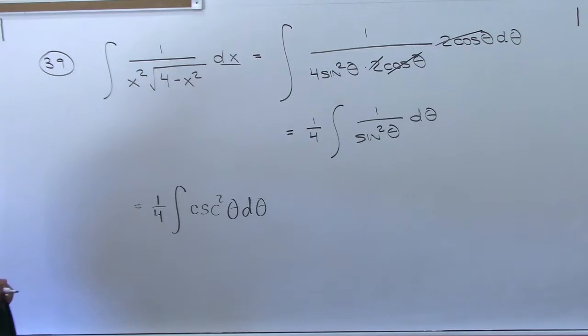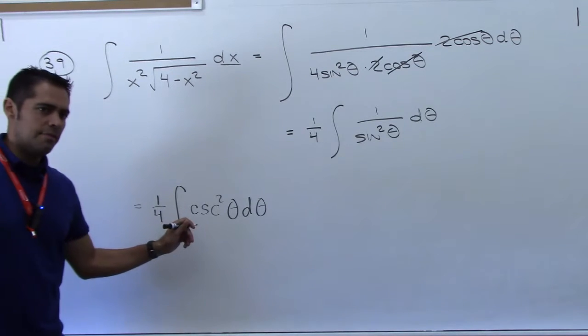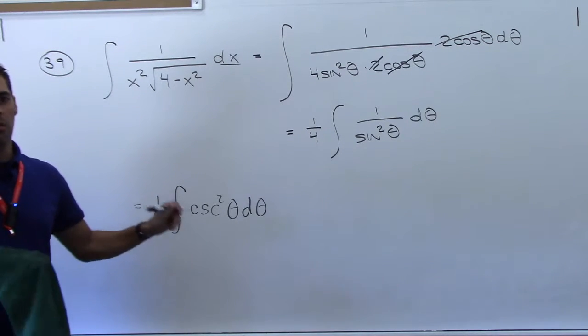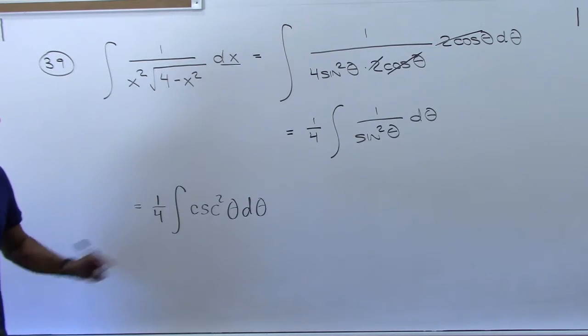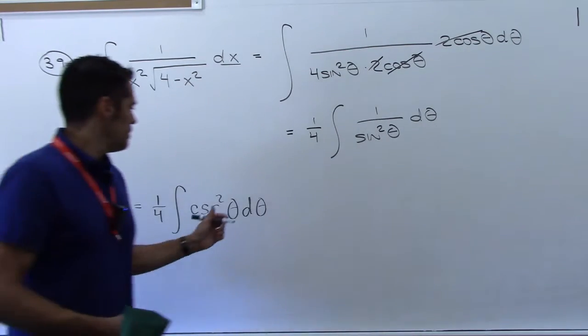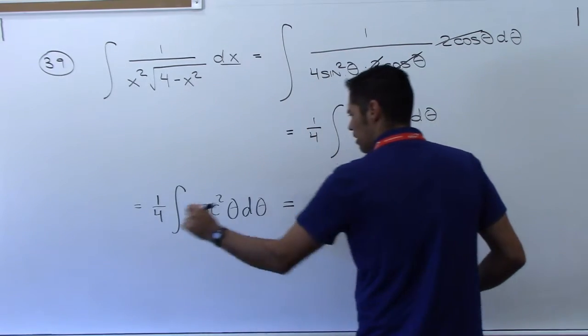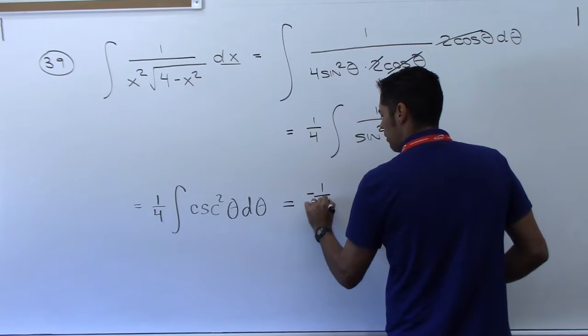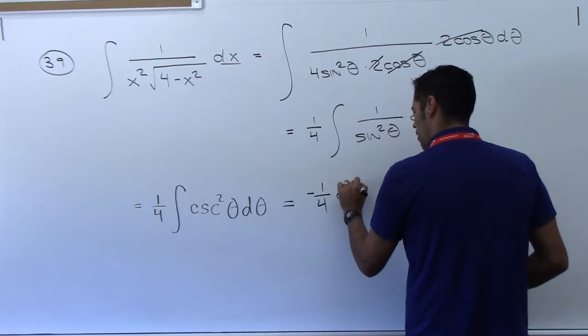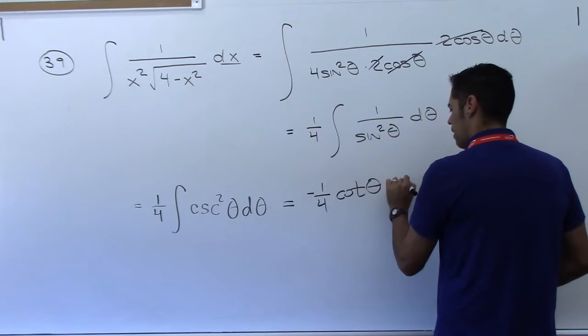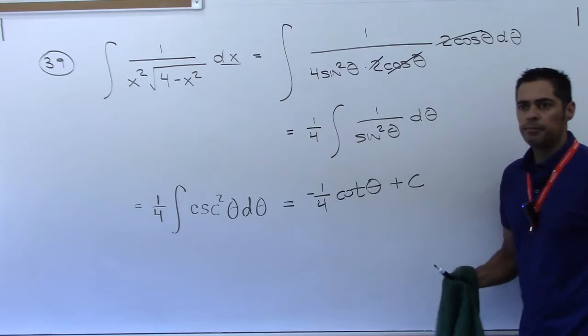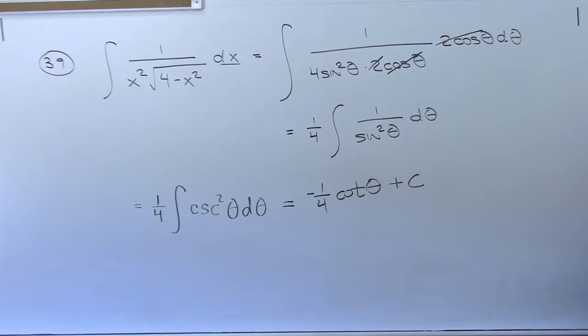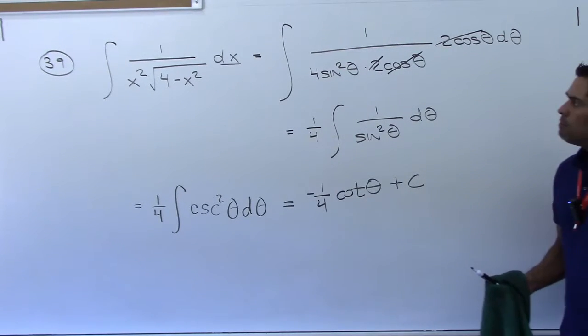So going backwards, the antiderivative of this should be negative cotangent theta. But then we have a 1/4. So this is straight up, what formula did you say it was? Formula number 9. There we go. Now we have to go back to x. Reference triangles once you get back to x.